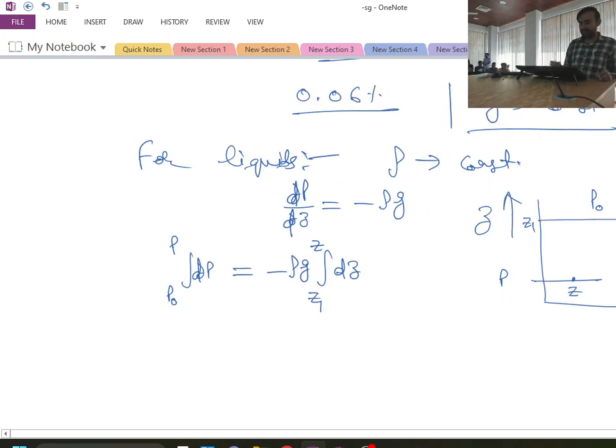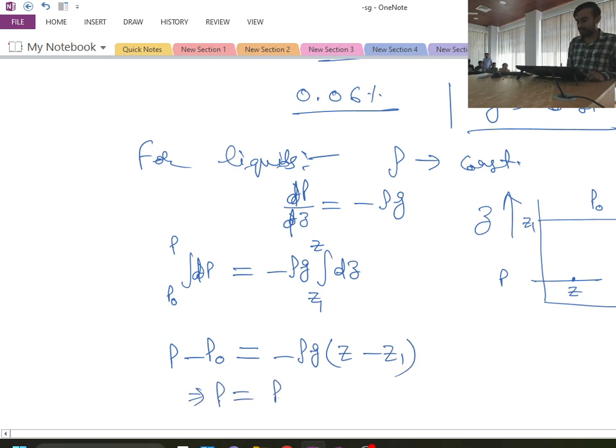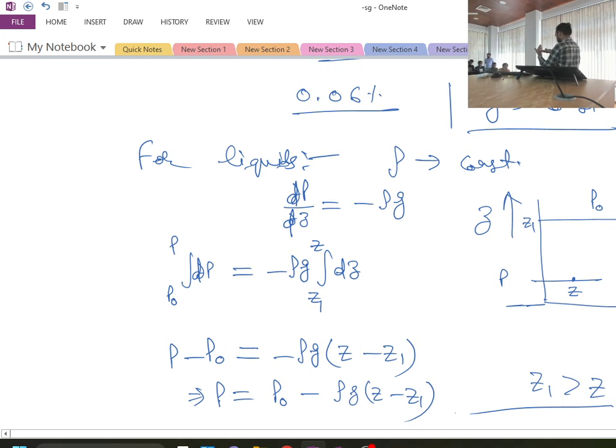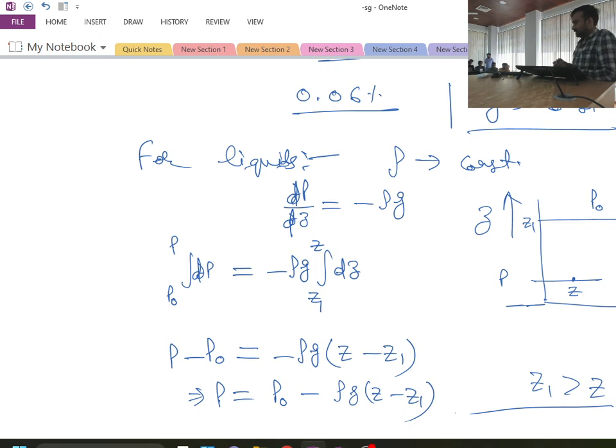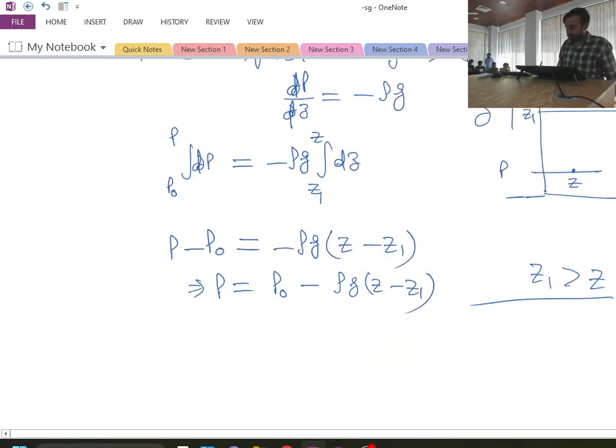Okay, so from this we find that p minus p naught is equal to minus rho g times (z minus z1), and ultimately pressure will be p naught minus rho g times (z minus z1). If you are measuring z from the bottom side, then you will find your z1 is greater than z, and this negative negative will become positive. So ultimately your pressure P is greater than P naught.